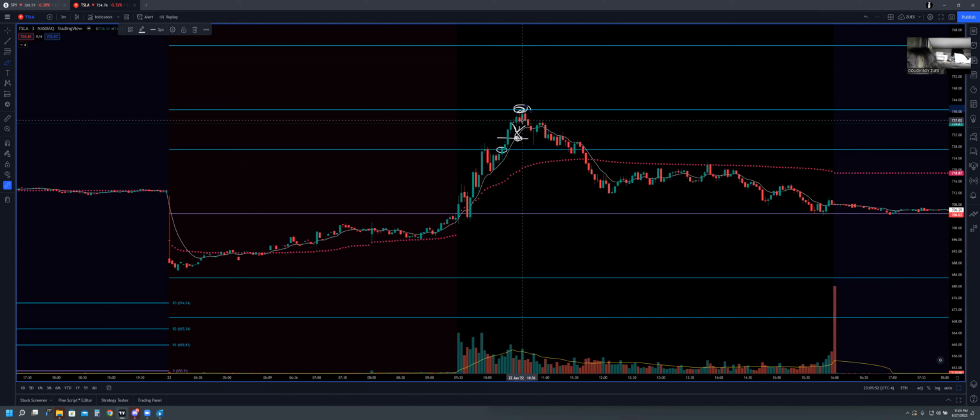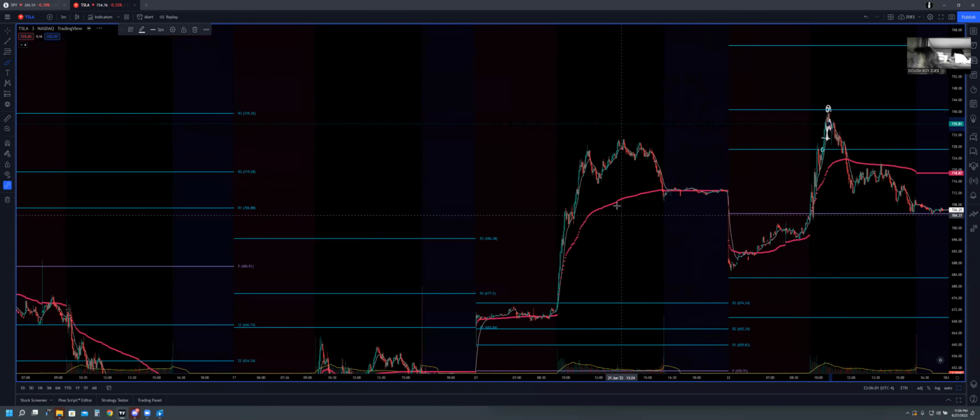Once you start seeing these bigger red candles starting to pull down, that's when you can be like, all right, I'm getting out. I don't want to hold any longer. That was a good one.